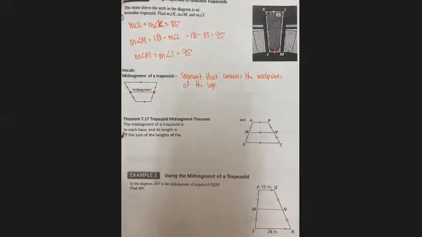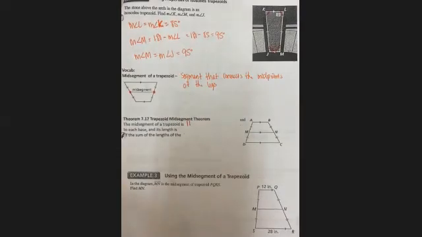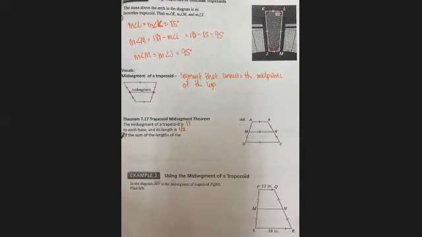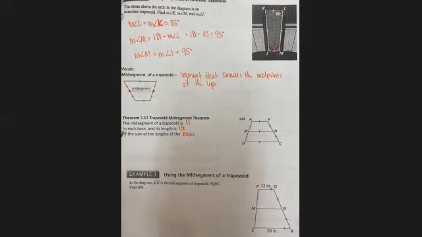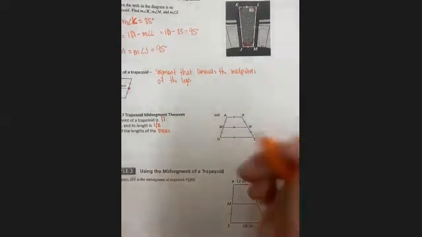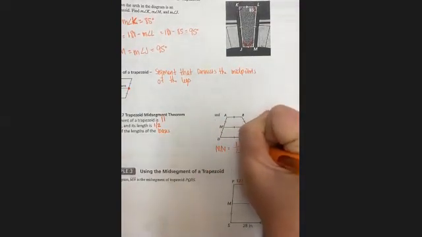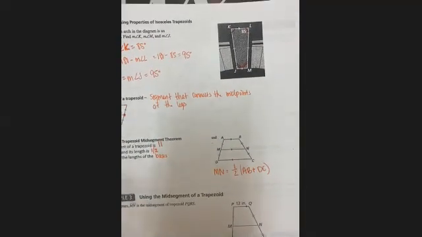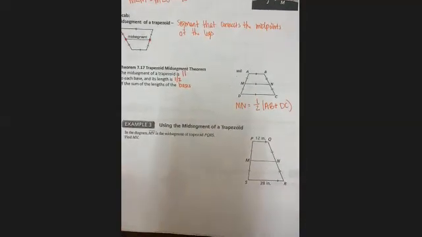Okay, so theorem 7.17 says the mid-segment of a trapezoid is parallel to each base and its length is 1/2 of the sum of the lengths of the bases. Okay, so I'm looking at this picture here, MN is equal to 1/2 of AB plus DC, or CD, whatever.